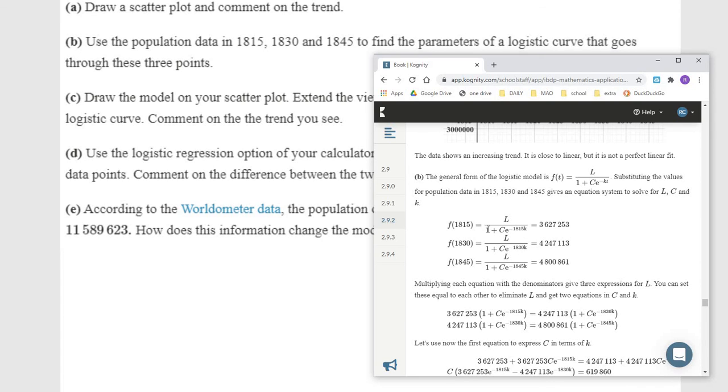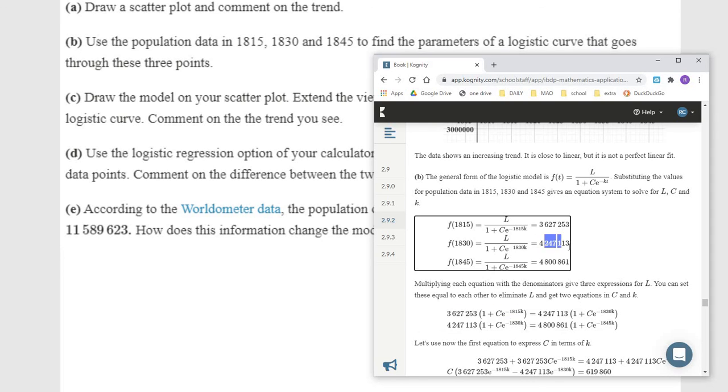Pretty gross. I don't like looking at the fraction, so why don't we take that denominator and multiply it by the other side? Well, then you get L equals this big number times that. So what you want to do is then all of these become L equals. So that means they all equal each other. So then that's how they got these two equations. They multiplied this times the other side and got here.